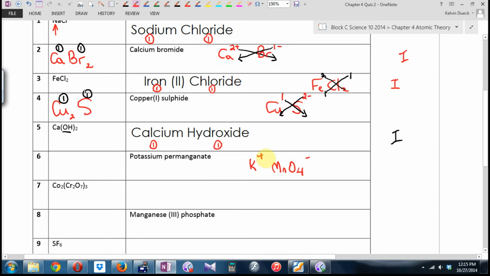Oh, you know what? This is a marriage made in heaven because the crisscross matches, right? It's going to be K MnO4. You can, if you want to, Rachel, put brackets around that. I wouldn't take marks off, but since I only have one of them, I would follow it if you didn't bother.